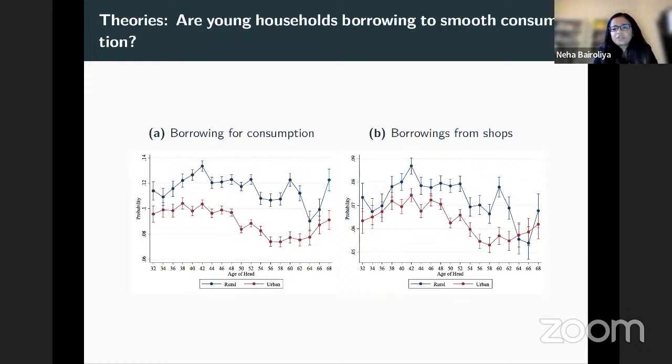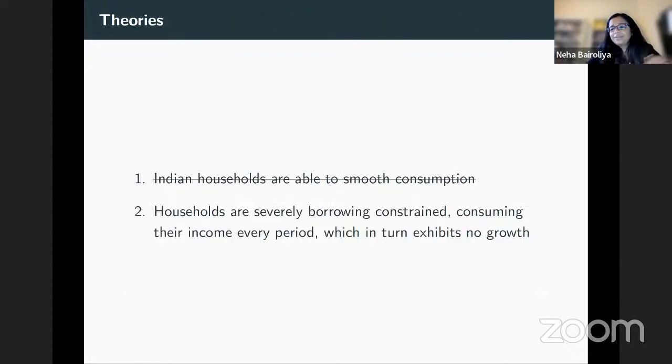We look at different sources of borrowings, like borrowing for non-durable consumption, borrowing from your local shops. We don't see any clear patterns. First of all, these levels are very low. And on top of that, there is no significant growth over the life cycle, which, if you believe the permanent income hypothesis, the standard life cycle theory, would mean that these households are borrowing a lot early on. It doesn't seem like that's the case. So we can safely rule out consumption smoothing behavior as a justification for the flat profile.